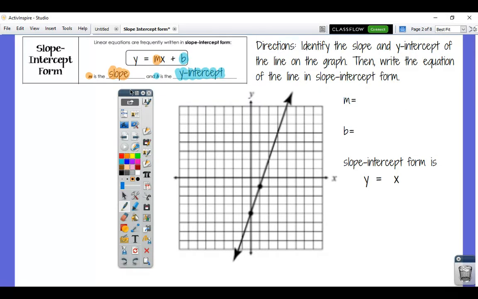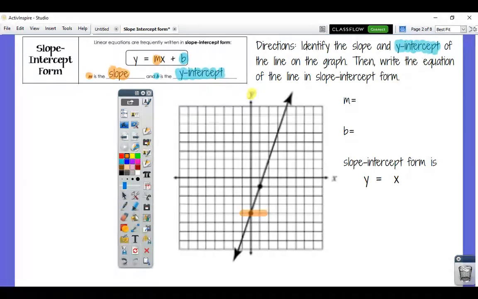So y-intercept, that's what we're going to talk about first. My y-intercept is where the line crosses the y-axis. So this is my y-axis because it's going up and down. So I just want to know, where does this line cross that y-axis? And it crosses it right here. So I need to figure out what that point is, what that number is.